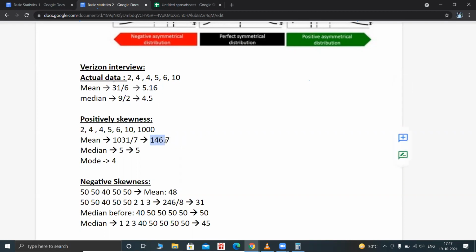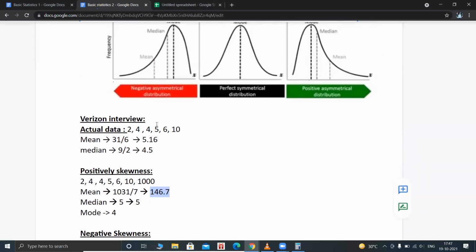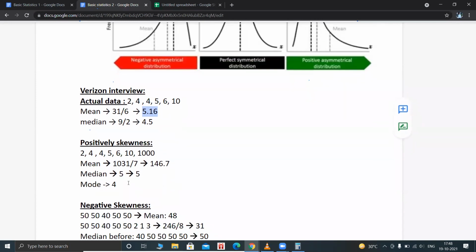Earlier the mean was 5.16. Now it is 146.7, right? So we can observe a huge change in the mean. That's why the mean is shifted towards its right side, because earlier it was 5.16. Consider here is 5.16, and now the mean is somewhere around here, where we have 146.7. Now what is the median, guys? What is the median?